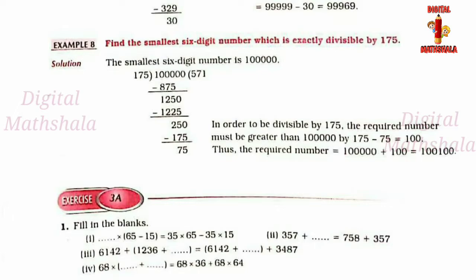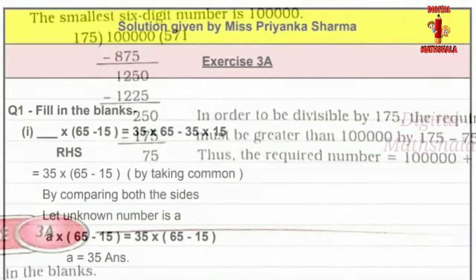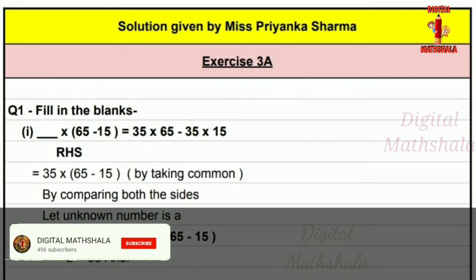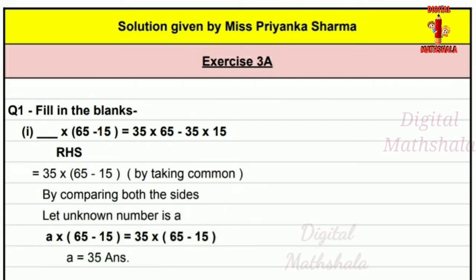So let us start exercise 3A. Children, as you can see, the first question is given, fill in the blanks. Here you can see some numbers are missing and we have to find out which number is missing. In our previous video, we had understood about the properties of whole numbers. One of the properties you have understood is the distributive property.